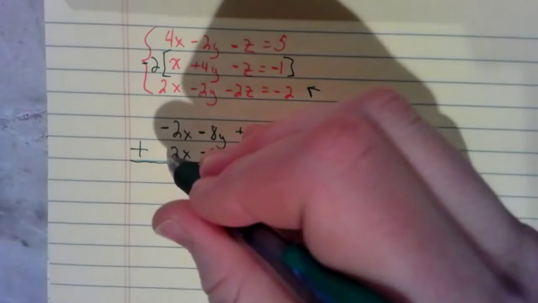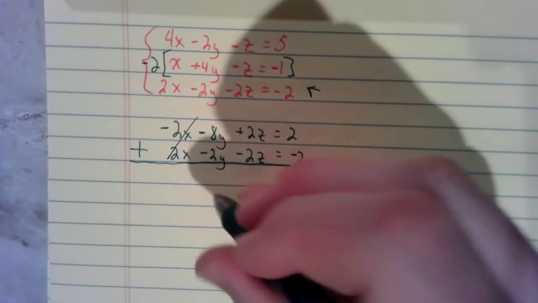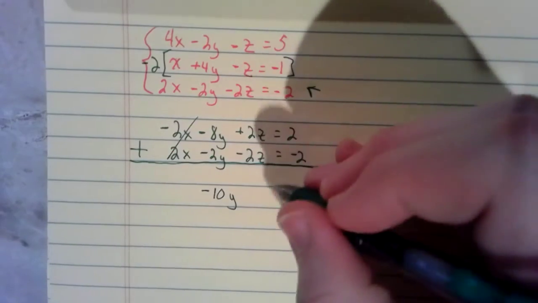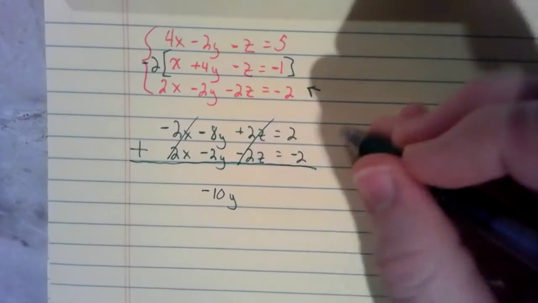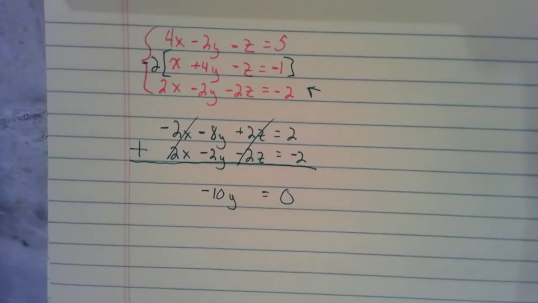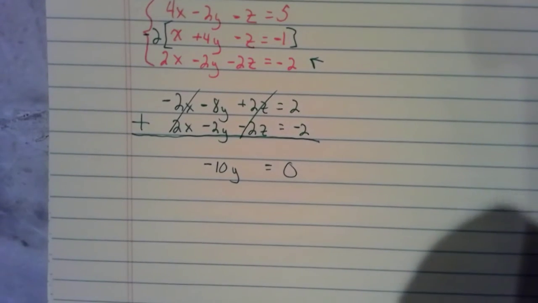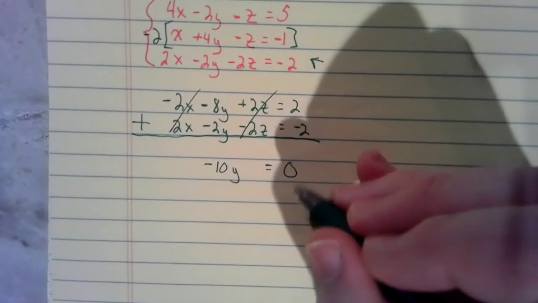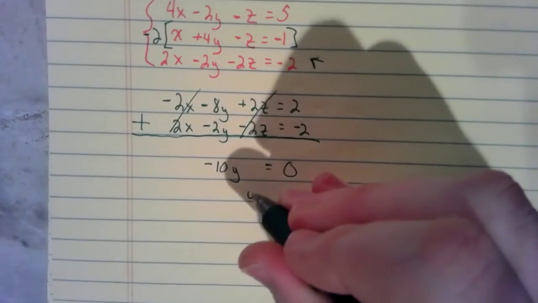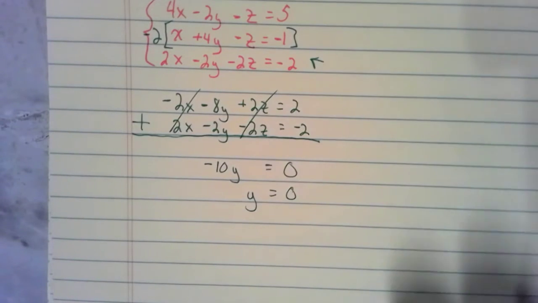So negative 2x plus 2x eliminates. Negative 8y plus negative 2y, that's negative 10y. 2z plus negative 2z eliminates. 2 plus negative 2 equals 0. So I get negative 10y equals 0. A lot of students here go, oh, it's no solution. Nah, that's not right. Negative 10y equals 0. There's still a variable here, right? So I divide each side by negative 10, and I find that y equals 0.